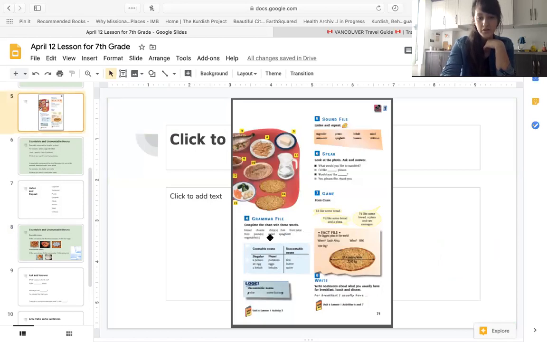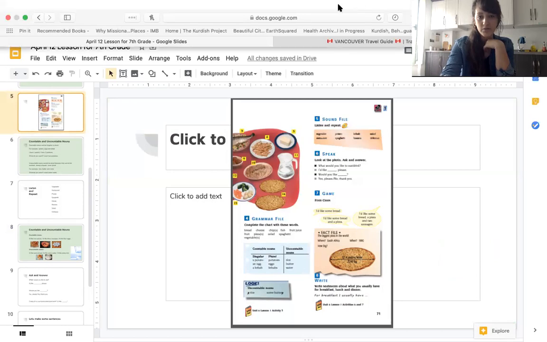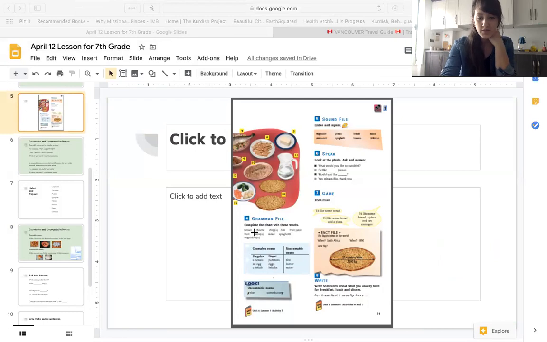In your book, Part 4, Grammar File. Decide if these words are countable or uncountable and draw a line. For example, is bread countable or uncountable? Well, bread is uncountable. We don't use the word breads. We use bread. We could say, I want some bread.